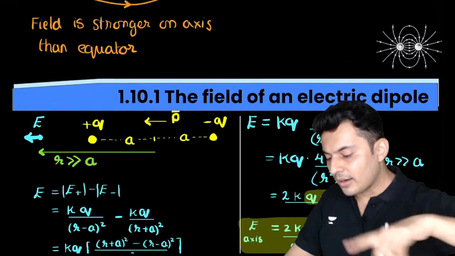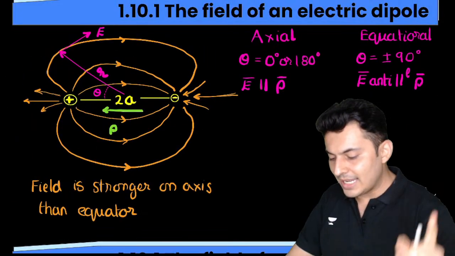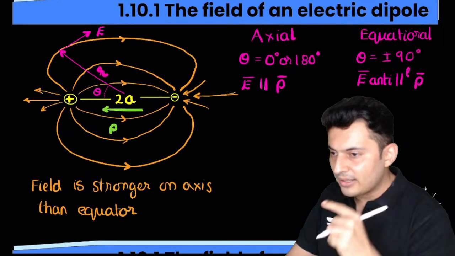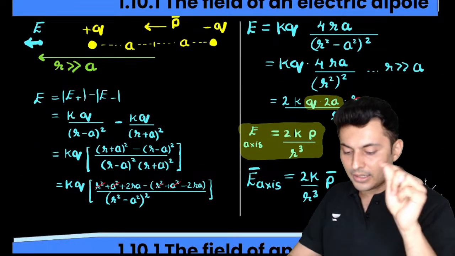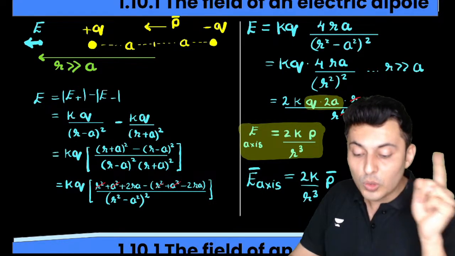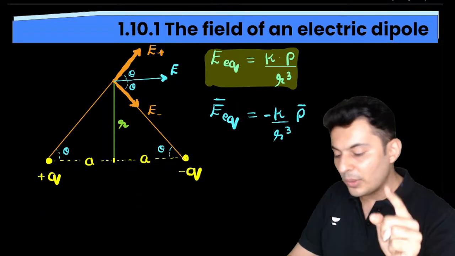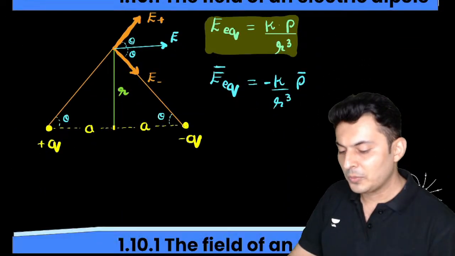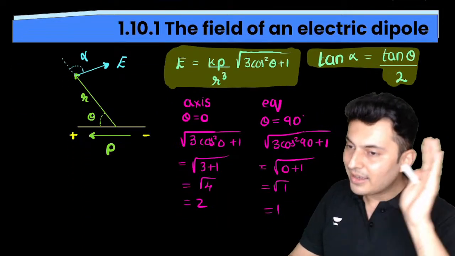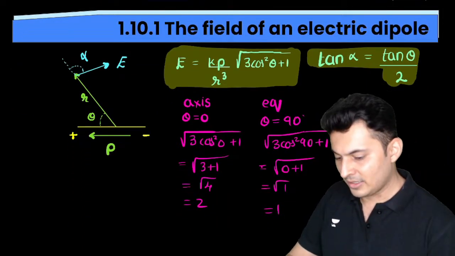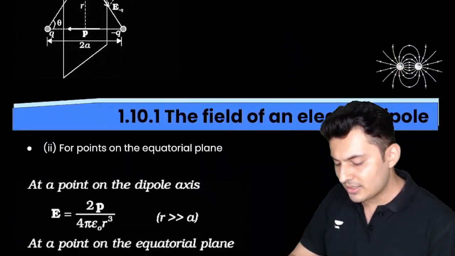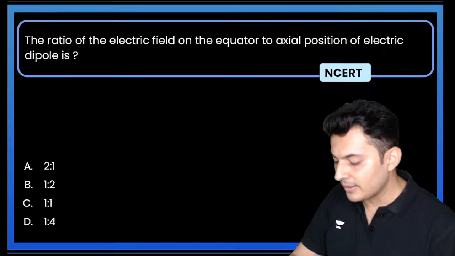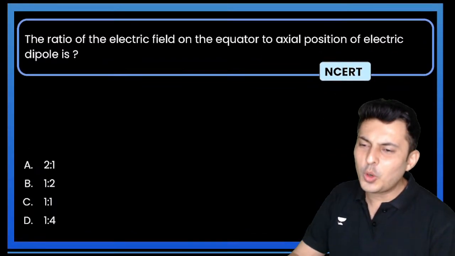So quick revision. Field is stronger on the axis than on the equator. Field is parallel on the axis. Field is anti-parallel on the equator. Sorry, the field on the axis is 2Kp by R cube. Field on the equator is Kp by R cube. Generic formula for field and the direction is also discovered. I've given that to you. All the other theory pointers are mentioned, which is there in your NCERT. Let us start solving some questions.